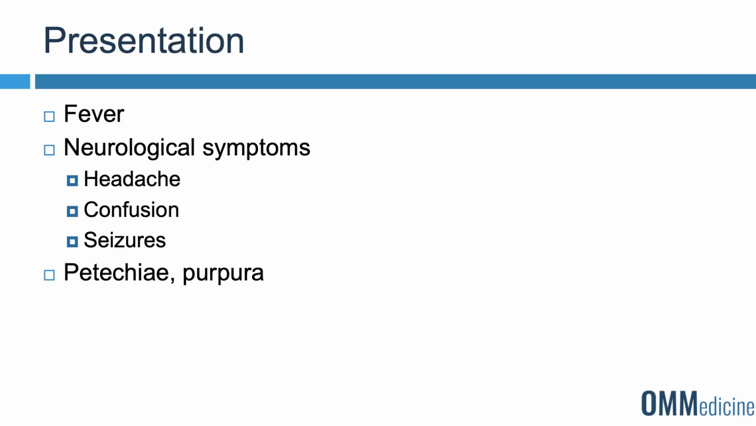So the presentation of TTP is somewhat nonspecific, although we will have fevers, we will get purpura and petechiae, which are the result of thrombocytopenia, and then we will also get these classical neurologic symptoms, so we can get altered mental status, confusion, headache, and even seizures. Now, because the presentation of TTP is somewhat vague and has a lot of overlap with other thrombocytopenic conditions like hemolytic uremic syndrome or ITP, we are really going to rely on the laboratory findings for the diagnosis of TTP.